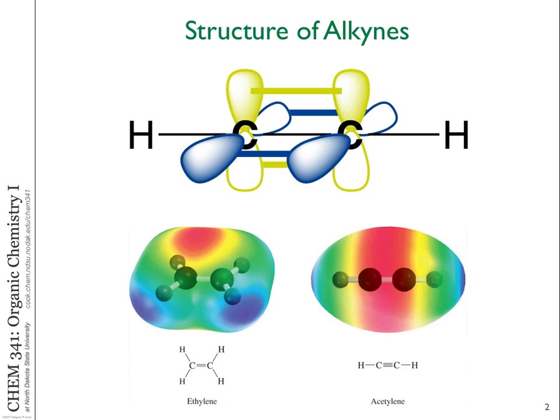And so remember, the structure of an alkyne has electron density essentially all the way around the middle between the 2 carbons of the alkyne. And that's the nucleophilic part, so they react with electrophiles. And the structure is linear, 180 degrees.